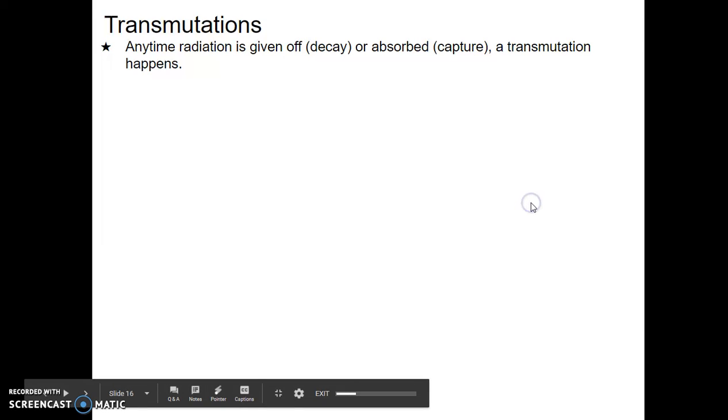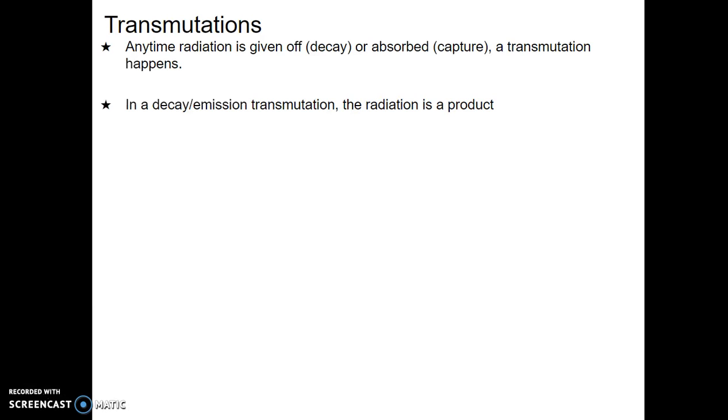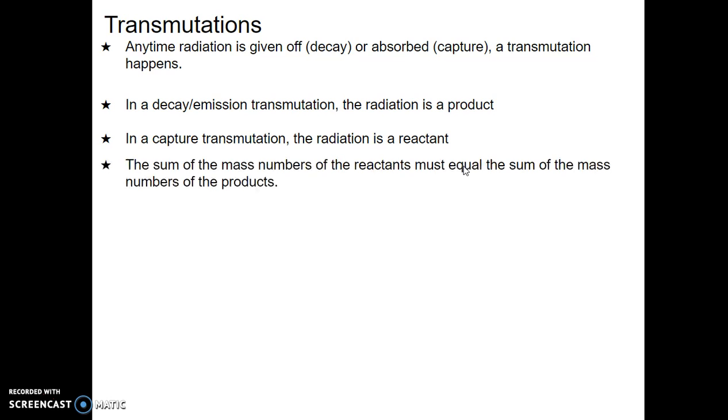So a transmutation happens anytime radiation is given off. We call that decay. Or when radiation is absorbed by something else, we call that capture. That by definition is a transmutation. So these are kind of key words. Given off, decay. Decay means to break down. Capture means to take in, so you're going to absorb it. So in a decay or emission transmutation, the radiation is a product. In a capture transmutation, the radiation is a reactant because you're taking it in.